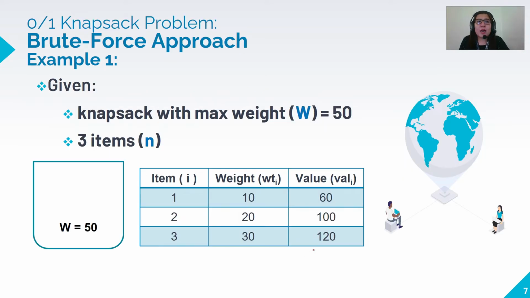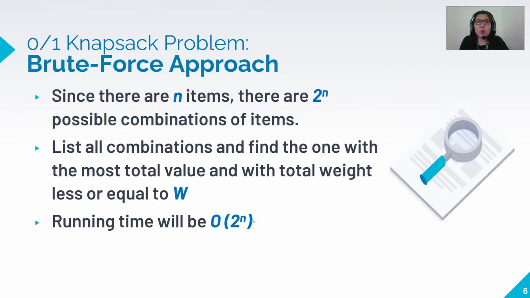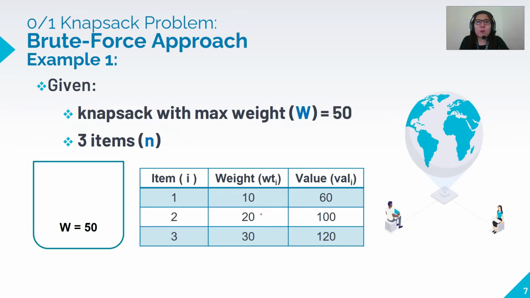So if we have the following example applying the brute force approach, given that the knapsack has the maximum weight of 50 and it has 3 items, following the formula 2 raised to n, the number of combinations would be our 2 represented by the zeros and ones raised to n, wherein we have 2 raised to 3. The number of combinations we'll have is we'll multiply 2 3 times, so 2 times 2 times 2. The number of combinations we have is 8.